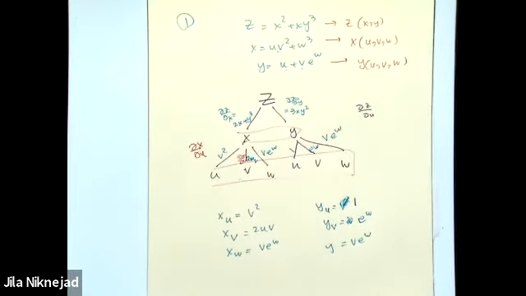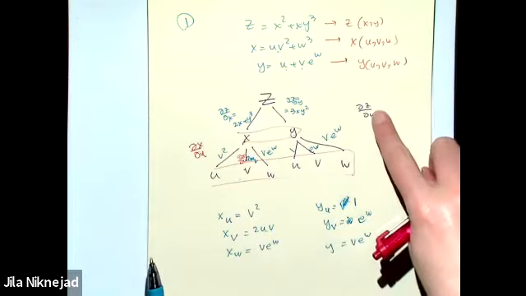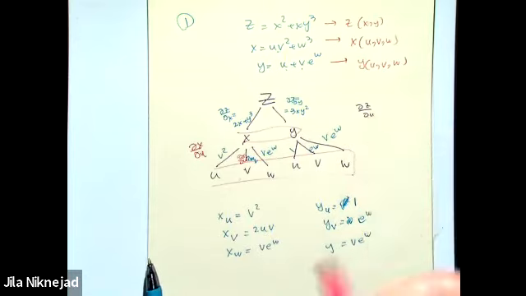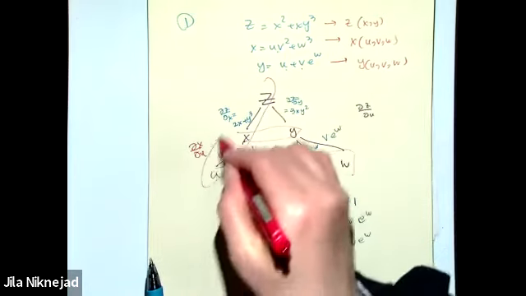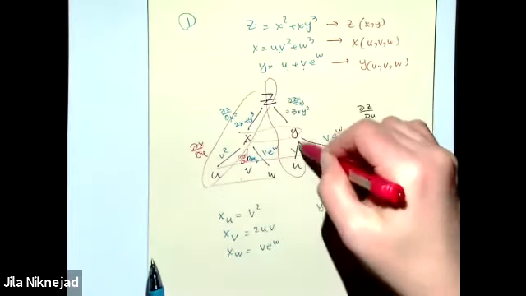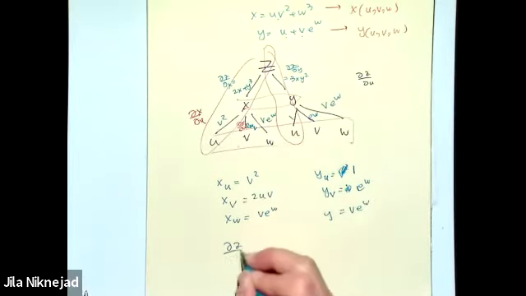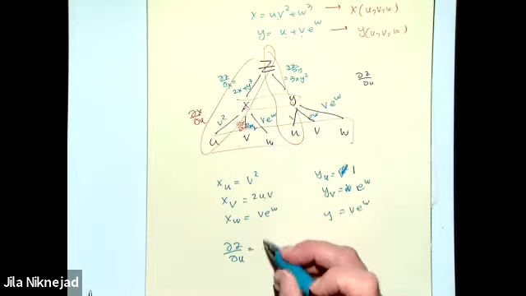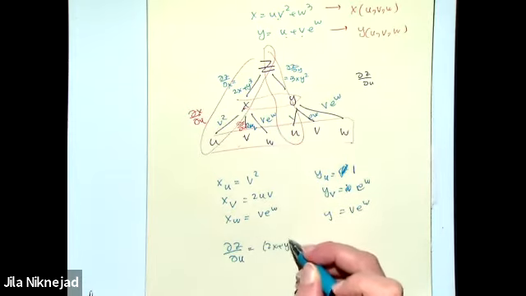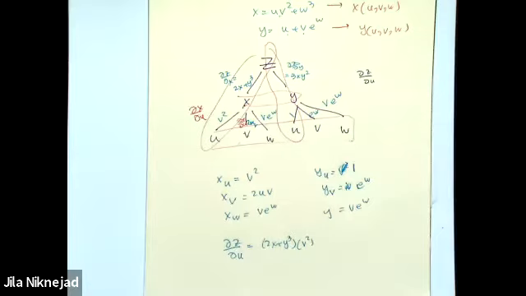Now, the partial with respect to u of z takes these two branches. So the partial of z with respect to u is equal to 2x plus y to the third.